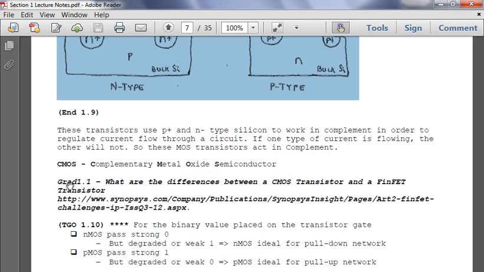And so, the first graduate assignment and extra credit for undergrads is, what are the differences between a CMOS transistor and a FinFET transistor? This link is available on Blackboard for undergrads under extra credit or grad students under grad assignments. But this is a really good description by a company called Synopsys, and you'll be working with some of their tools in this course, particularly HSPICE, giving insight into these 3D transistors where you're trying to use multiple gates in one decision logic element.